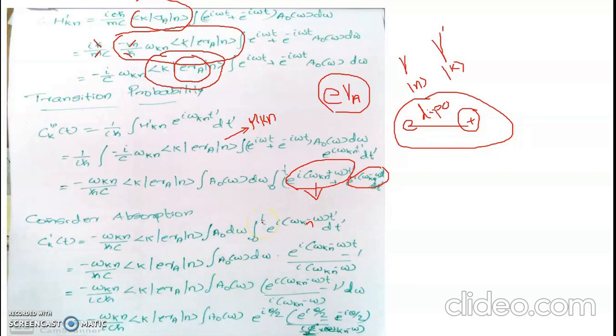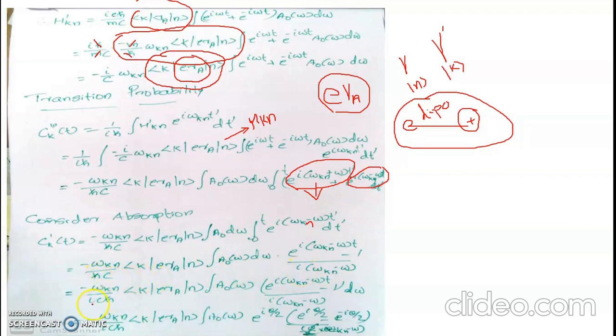This we have done so many times. e raised to i omega kn minus omega t prime by i into omega kn minus omega in the limit 0 to t. When the limit is t, you will be having this term, minus when the limit is 0, you will be having e raised to 0, making it a 1. Now we simplify it. You have i omega kn minus omega. Omega kn minus omega is to be taken for this integration. So I take i outside.